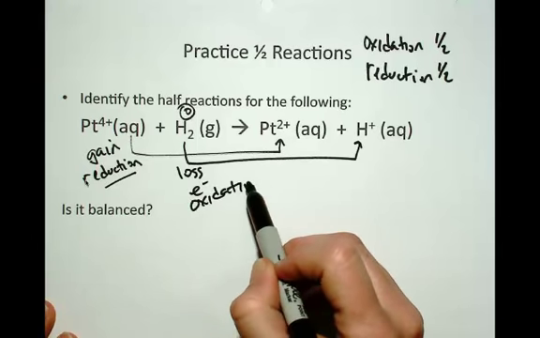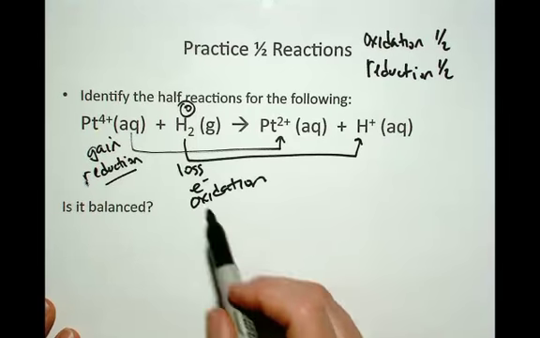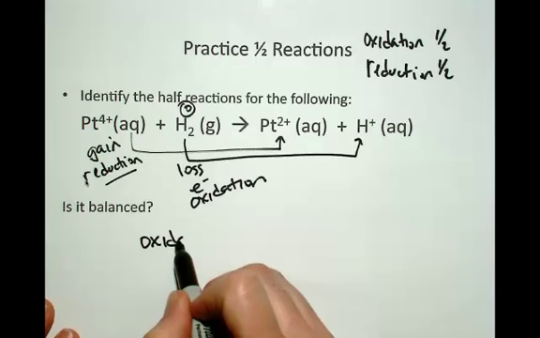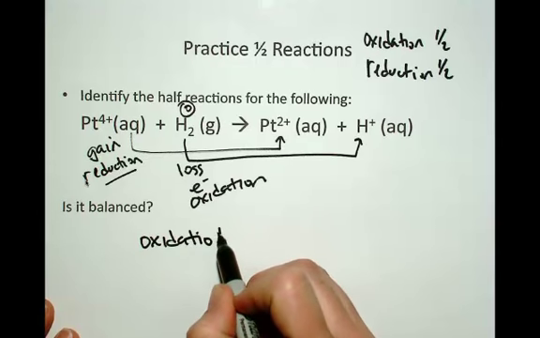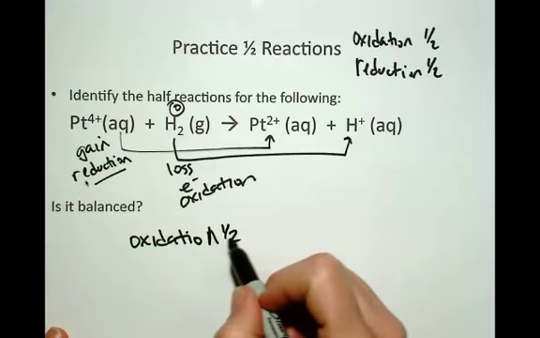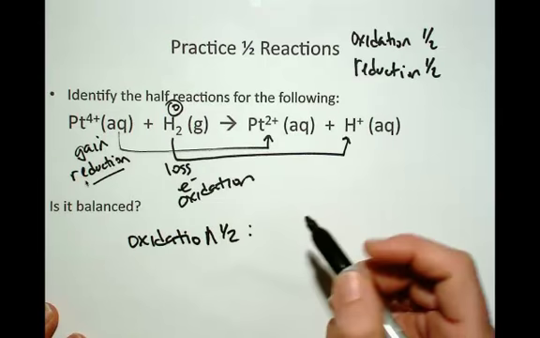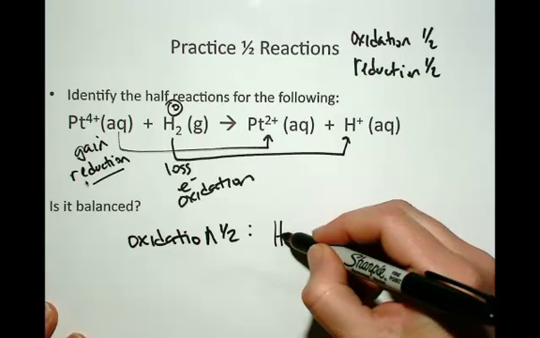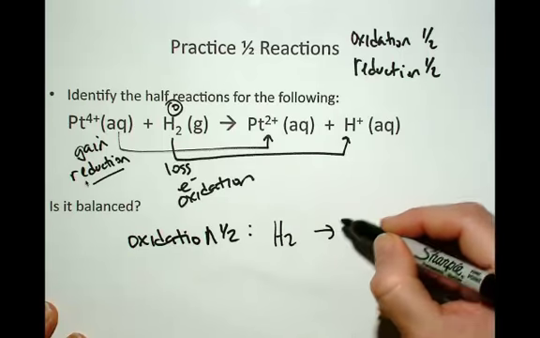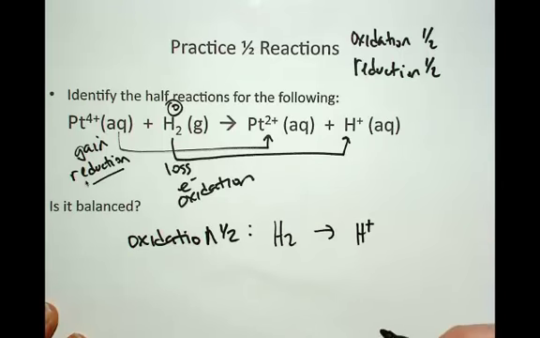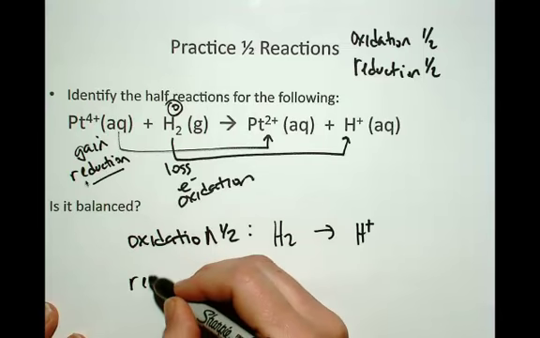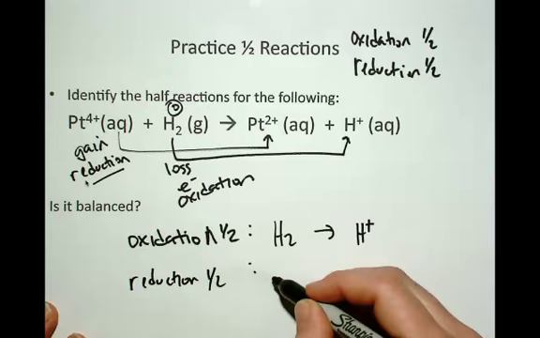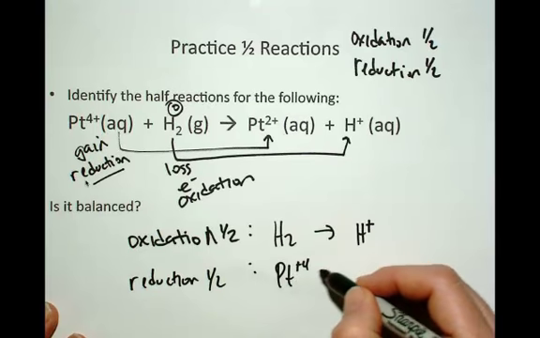All right, so if I want to write the two half reactions, the oxidation half reaction would be written, let me see, like hydrogen goes to hydrogen ion, okay? And then the reduction half reaction would be written platinum 4+ goes to platinum 2+.